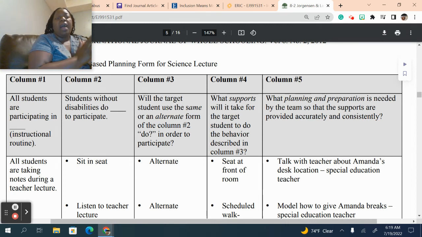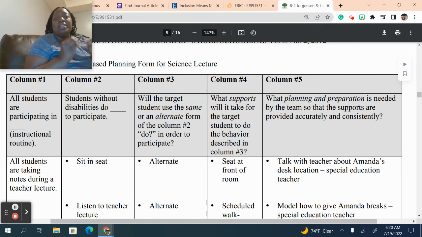Then they're talking about how students with disabilities are participating and how students without disabilities are participating. Now, they are asking specific questions as to what supports are needed for students with disabilities to participate in the same lessons or in the same curriculum. And then it's asking who is going to do the planning necessary for those supports, who is going to prepare those supports, and how much time is going to be dedicated to that.